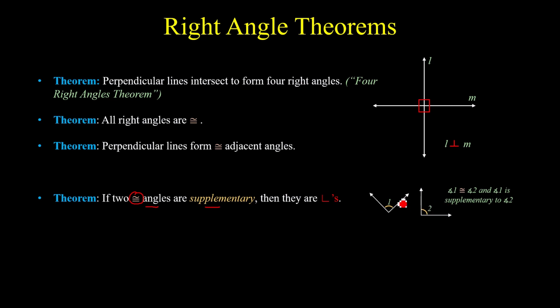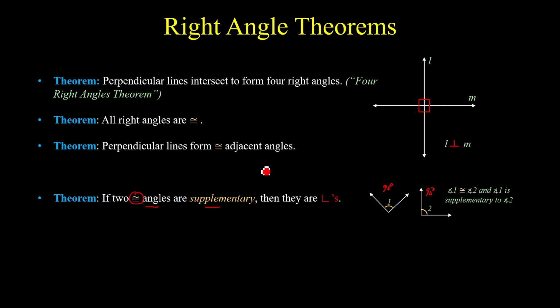They have to be right. If they're supplementary, they add up to 180 degrees, and they're congruent, each one of them has to be 90 degrees like this, correct? So if 2 congruent angles are supplementary, then they are right angles.